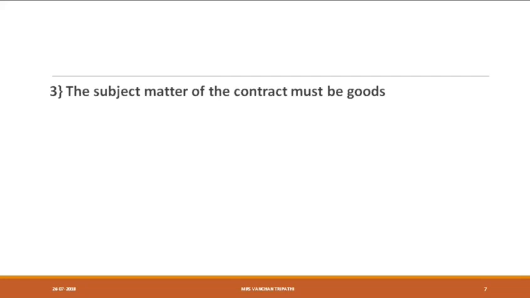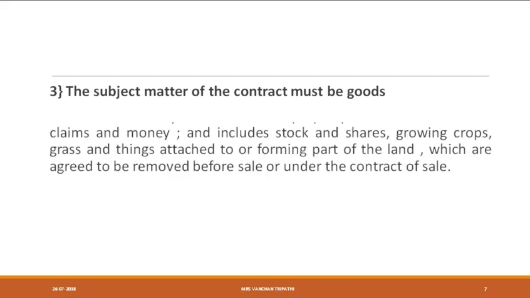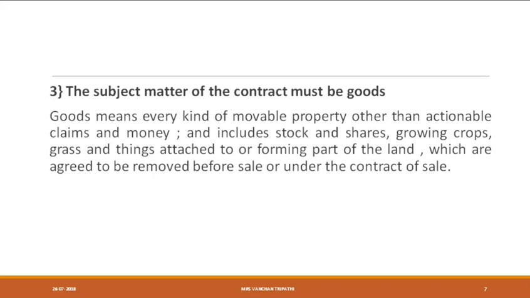This is the third point. The subject matter of the contract must be goods. Of course, the contract of sale of goods is dependent upon the transfer of goods. What is goods according to the contract of sale of goods? That is written over here. Goods means every kind of movable property, other than actionable claim and money.